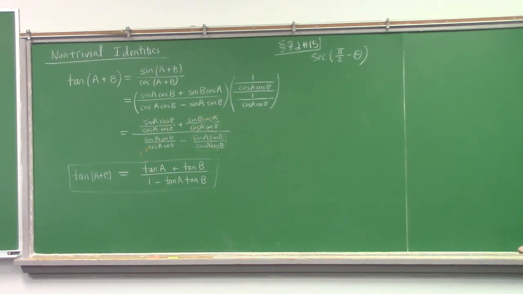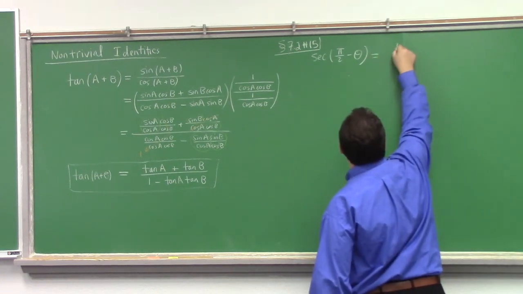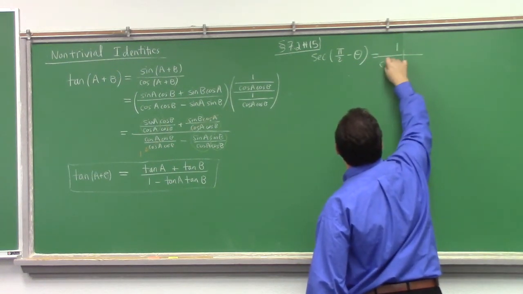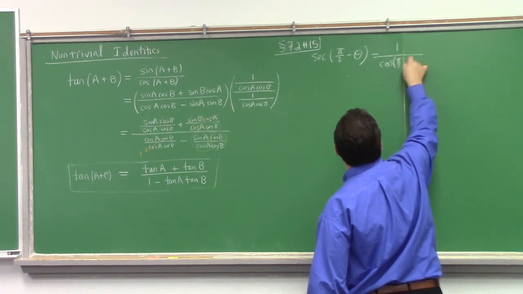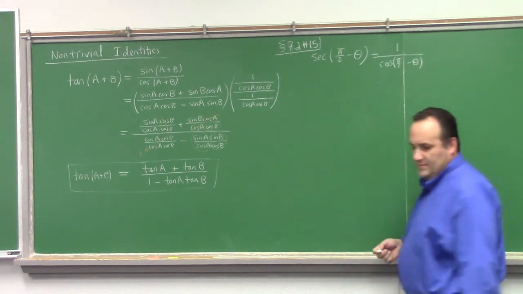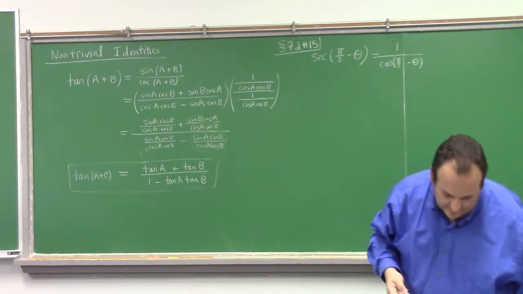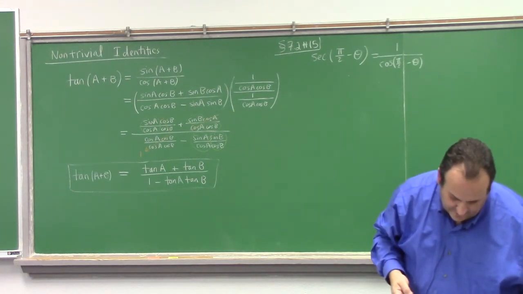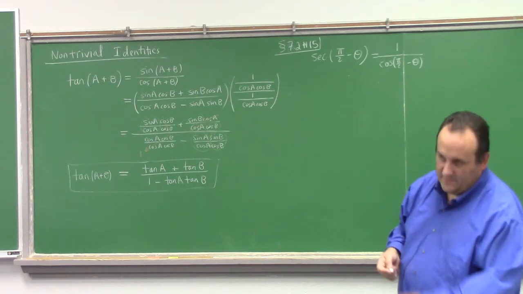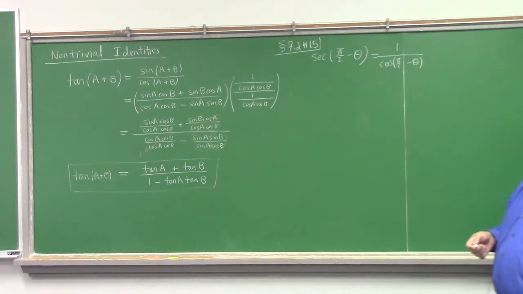But anyway, I digress. So secant is 1 over cosine, right? So we know what to do with cosine. This is 1 over the cosine of pi over 2 minus theta. I suppose we're supposed to simplify this, right? It says, for the following exercise, simplify the given expression. I'm sorry, I have the book. Let me stop. Okay, so we should use the addition angle formula for cosine, right?